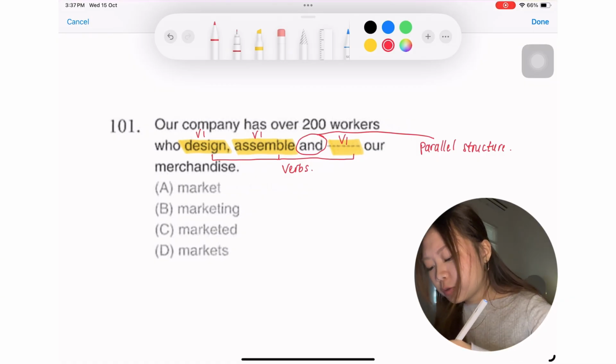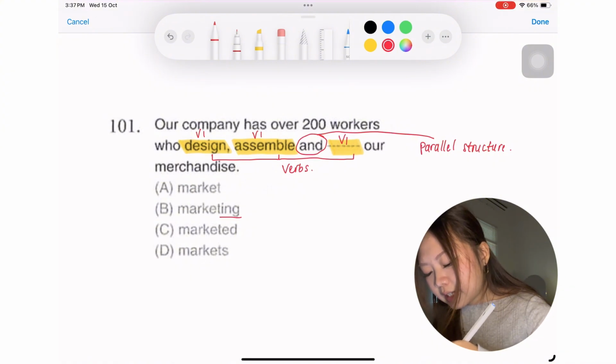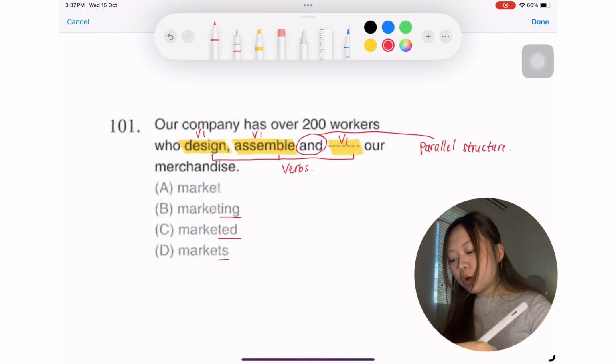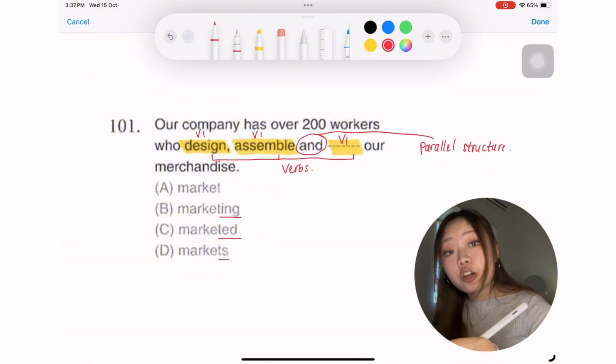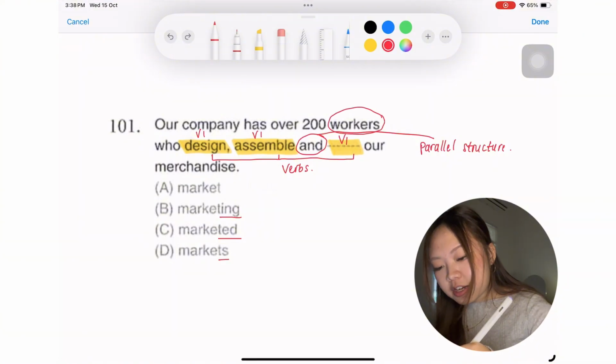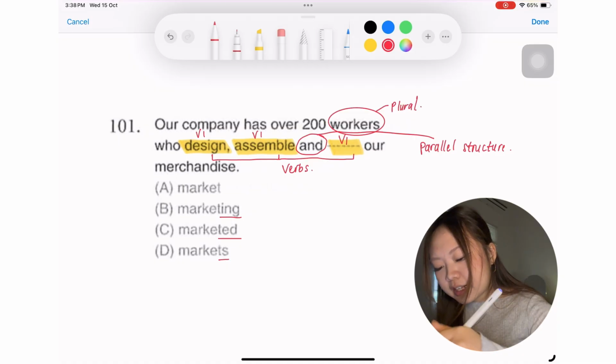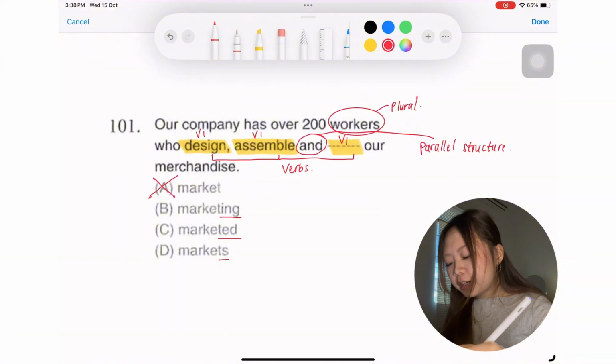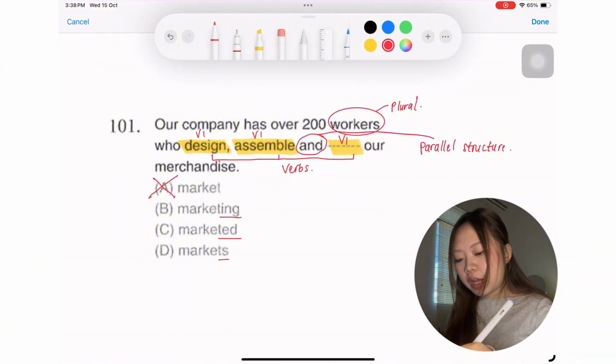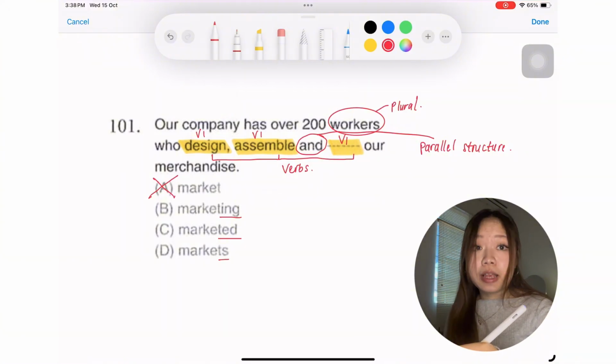So, let's check the options. B, marketing ends with ing, so no. C, marketed, that's past tense, no. And D, markets ends with s, which we only use for a singular subject like he or she, but our subject here is workers, plural. So, the correct answer is A, market. It's verb 1. So all three verbs, design, assemble, and market, are now in the same form.